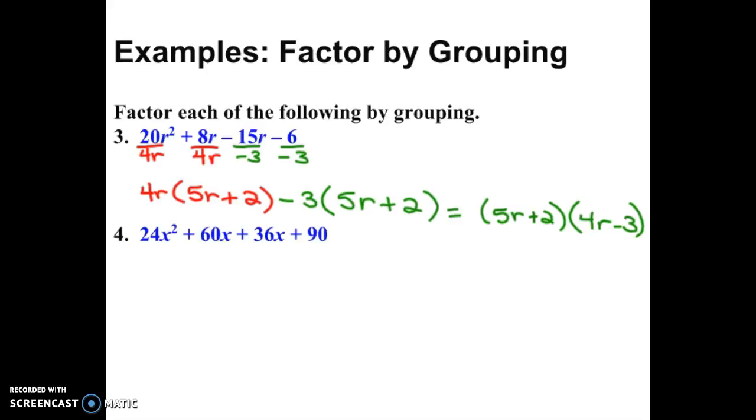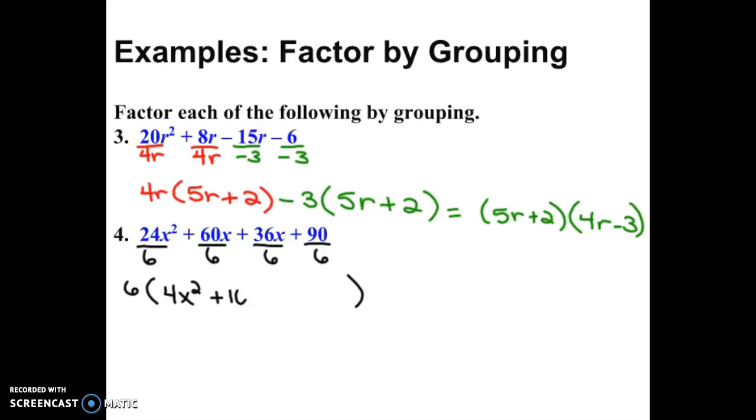Number 4. Like always, I'm going to check if all 4 terms have something in common. This time they do. Not all of them have an x, but all of them do have a number that will divide into 24, 60, 36, and 90. In this case, the biggest number that will go in all of them is 6. So what I'm really doing is I'm factoring out a 6, and I'm writing what I have left. If you take a 6 out of all 4 terms, here's what you'll be left with.